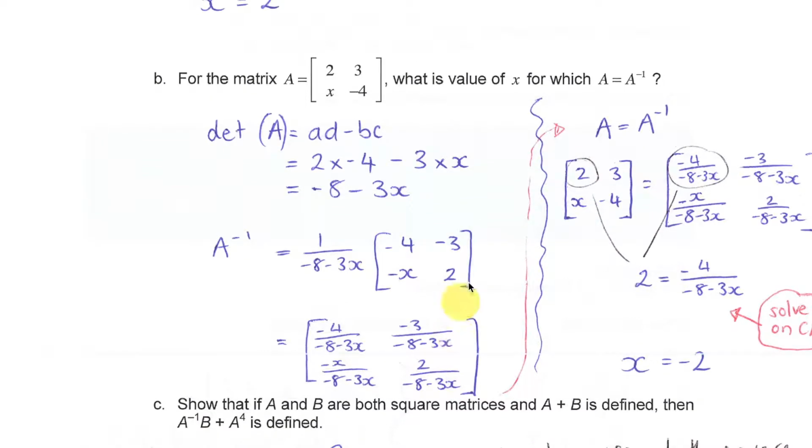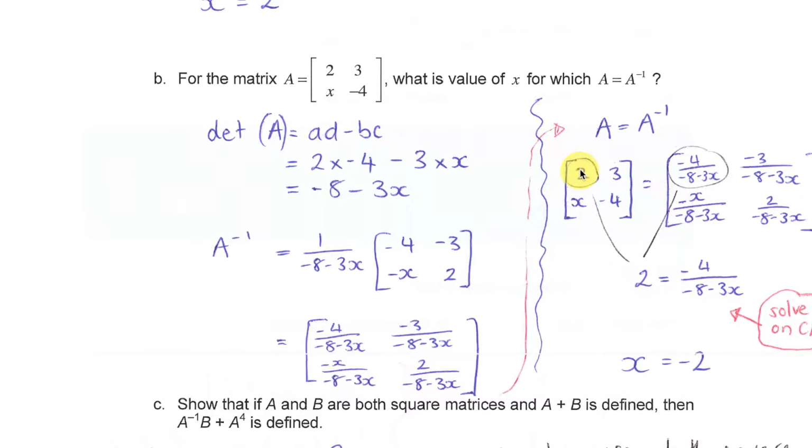Now let's take a look at what the condition is in the question. We want matrix A to equal its inverse. So there's matrix A, there's its inverse. Matrix A is this matrix. Its inverse is here. And so if they are equal, then all corresponding elements in the matrices will be equal as well. So 2 will be equal to this, 3 will be equal to that, x will be equal to this, and -4 will be equal to that.